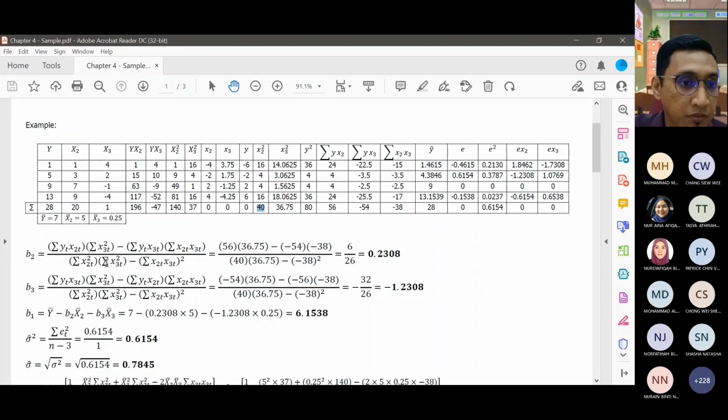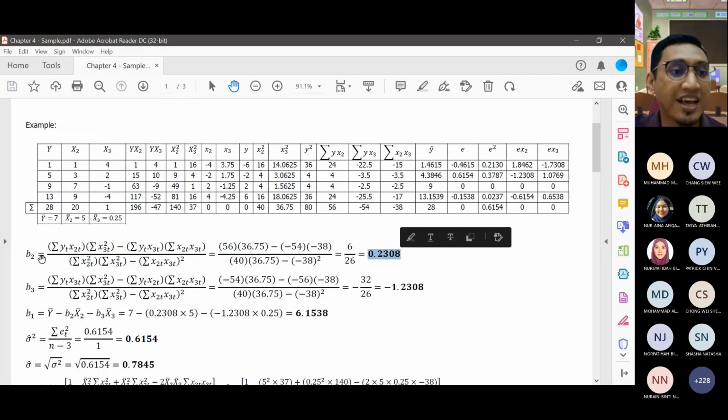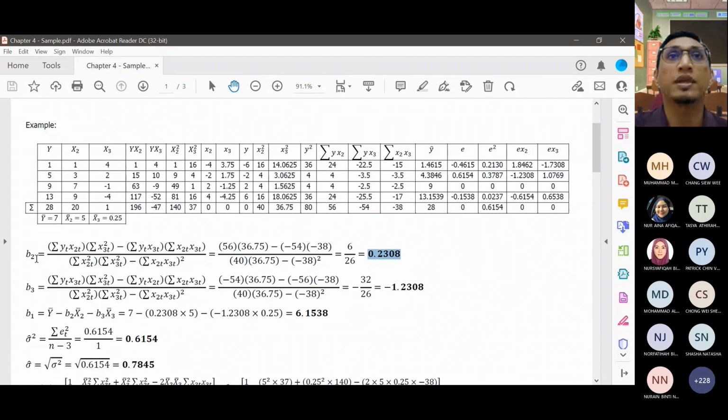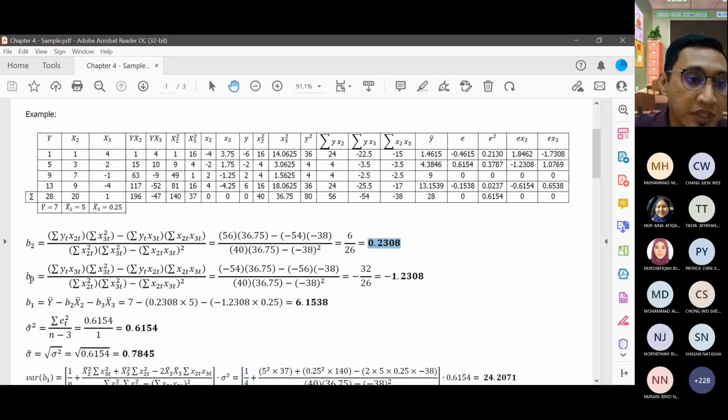Times here, the sum of squared x3. This one is 36.75 minus the squared sum of x2 times x3. This sum squared is negative 38. We have 26 as a denominator. So 6 over 26 is equal to 0.2308. That is our B2, an estimator for beta 2, the slope for the regression line of x2, the first explanatory variable. Okay. And then we proceed with B3.